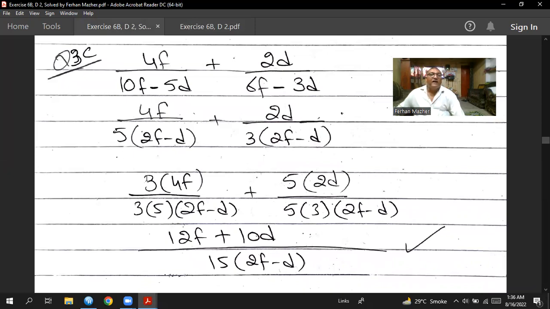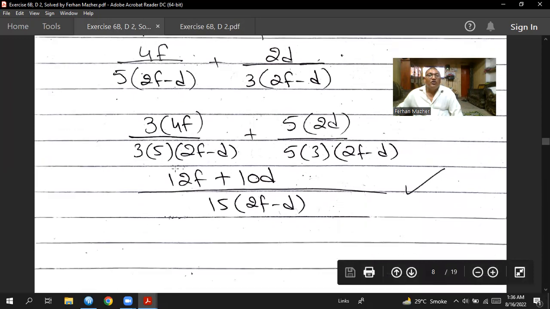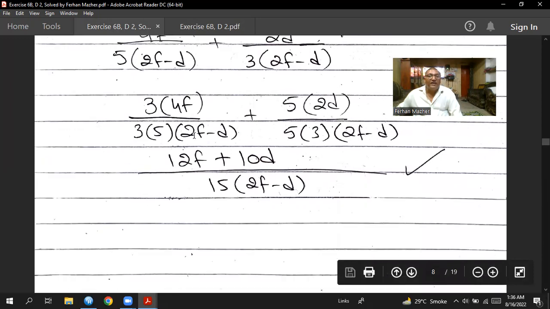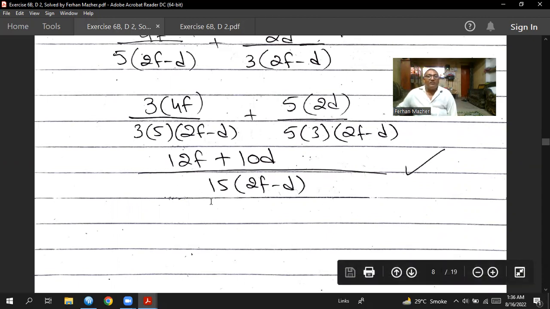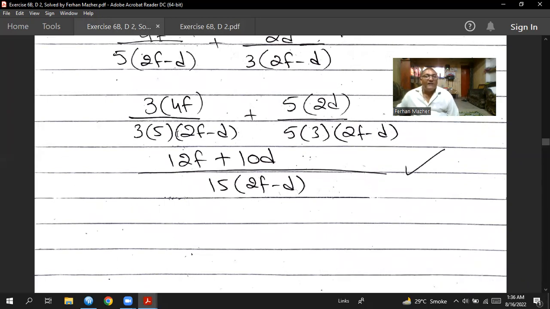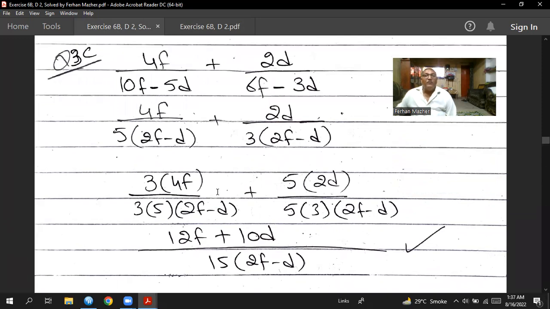So in this first fraction, upstairs, downstairs, multiply with the 3. And in this fraction, upstairs, downstairs, multiply with the 5. So you will have 15 bracket 2f minus d, and here also you will have 15 bracket 2f minus d. So you can write a single fraction, and downstairs in the denominator, you can write 15 bracket 2f minus d. Upstairs from here you will have 12f plus, and from here you will have 10d. So this is how you will do this question.